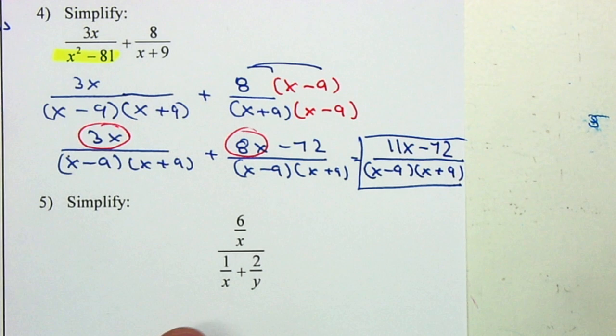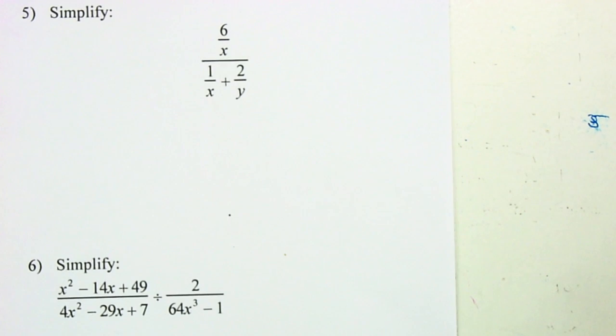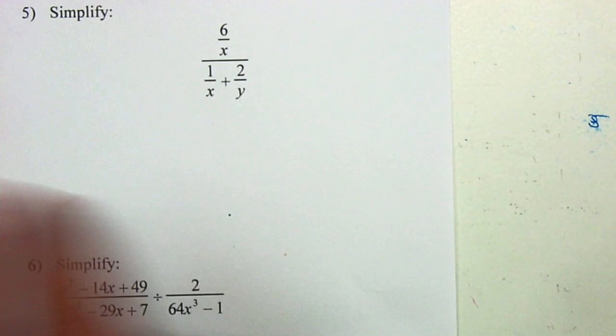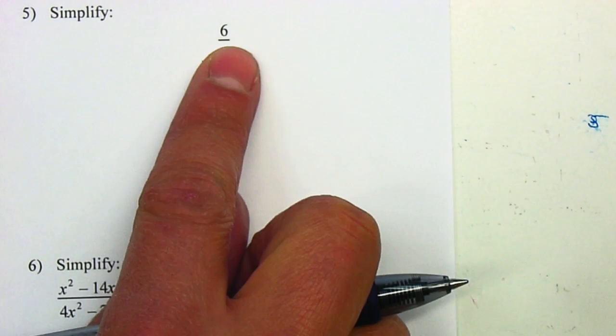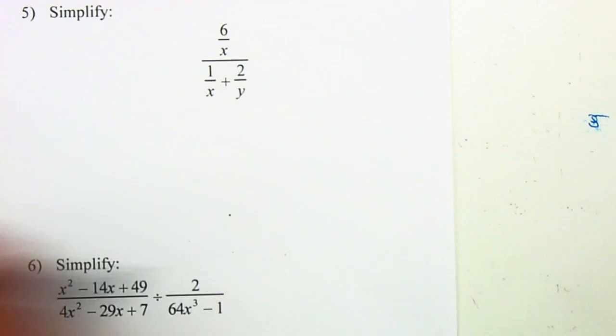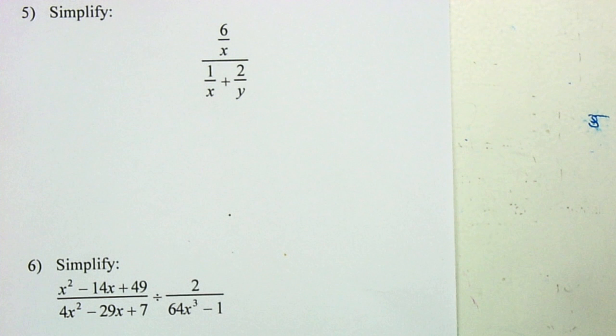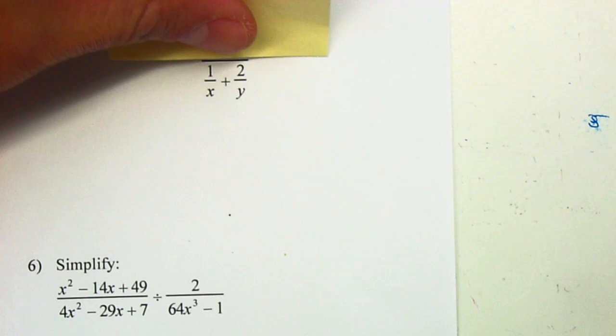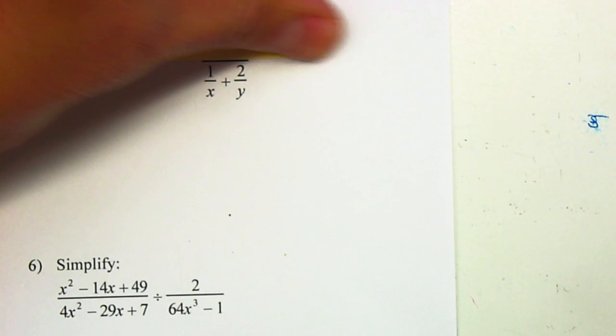Let's continue with problem number 5. We have what's called complex fractions, a fraction over a fraction. The first thing that we want to do is simplify the denominator, which contains two fractions. So I'm going to pretend or assume that this is not here.